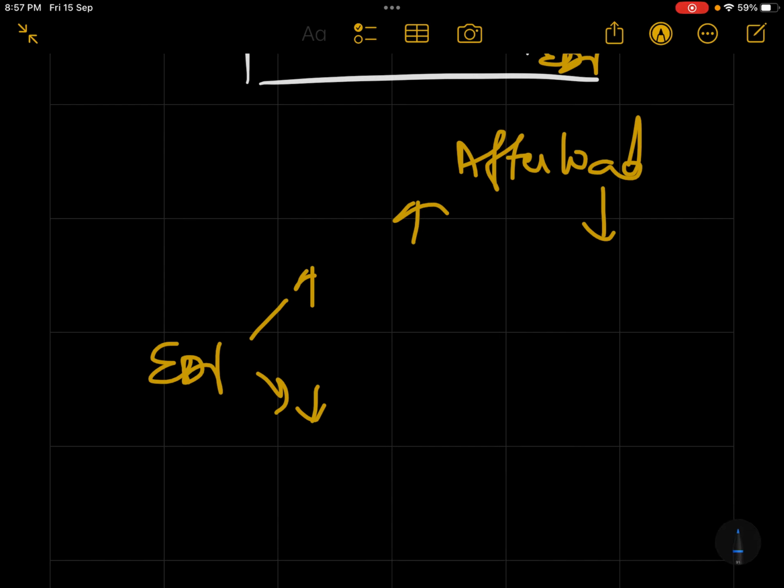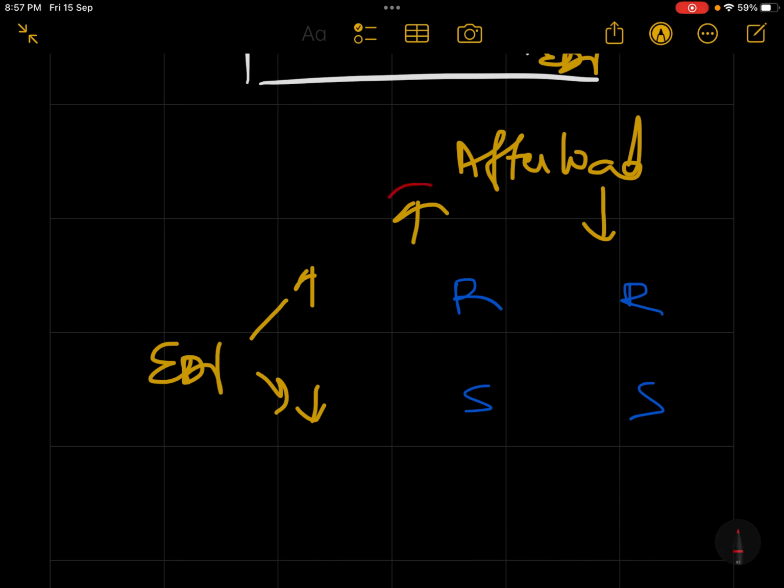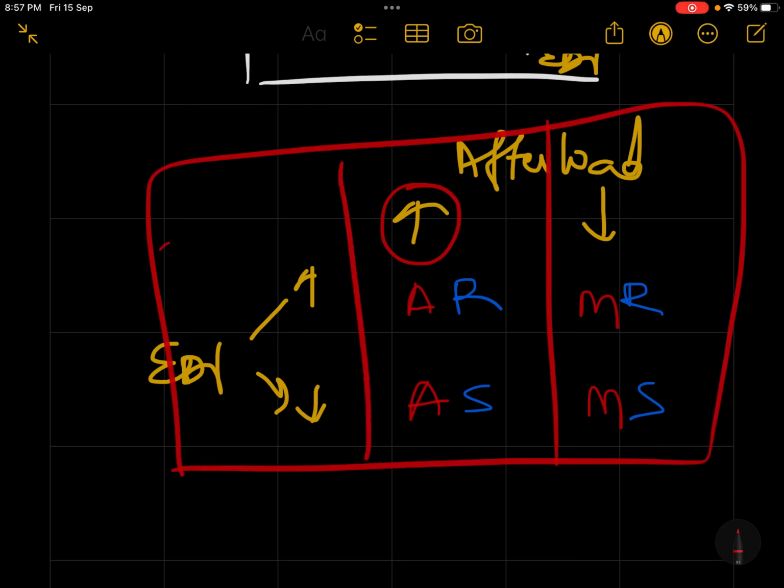A trick here: end diastolic volume will be increased in regurgitant lesions, and conversely decreased in stenotic lesions. Now afterload will be increased in aortic lesions, AR and AS. The other ones will be MR and MS. This is all you need to know.